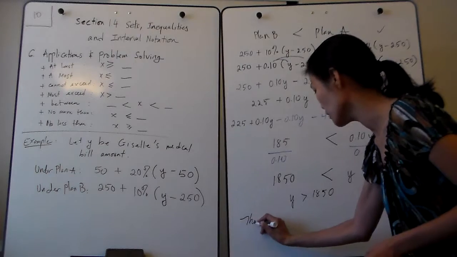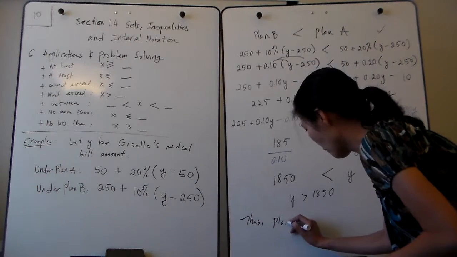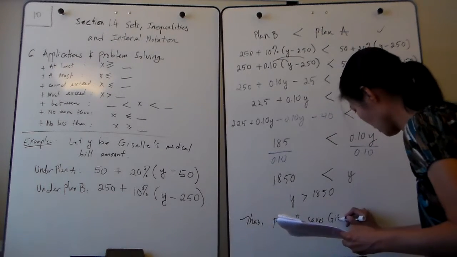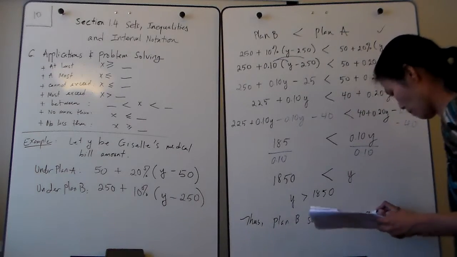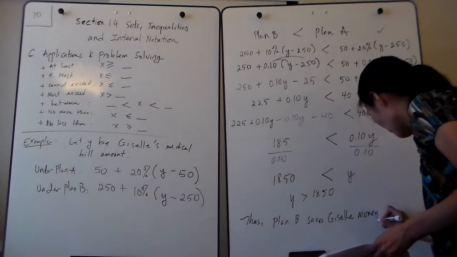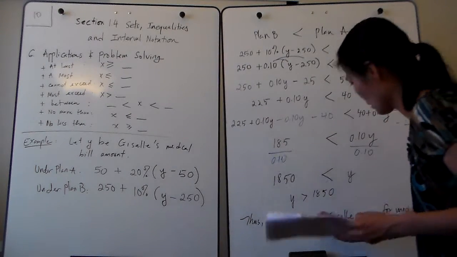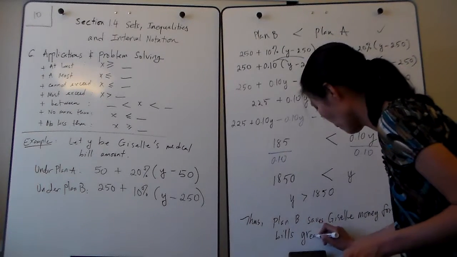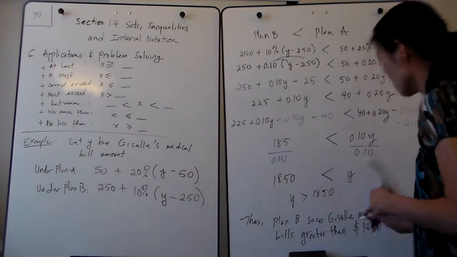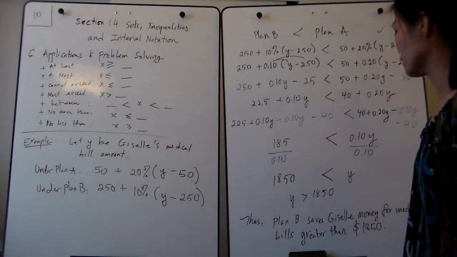So make sure you write the conclusion. What does it mean? Thus, Plan B saves Gisela money for medical bills greater than $1,850. So if she uses Plan B, it will save her money.